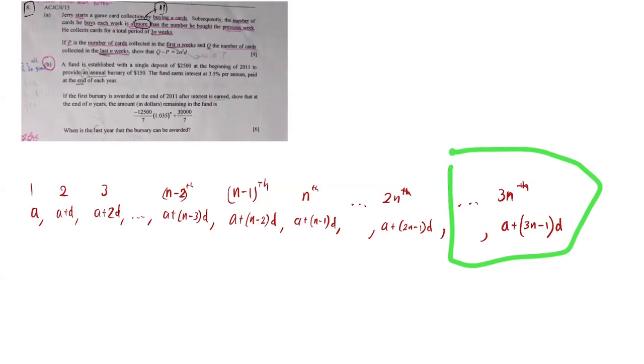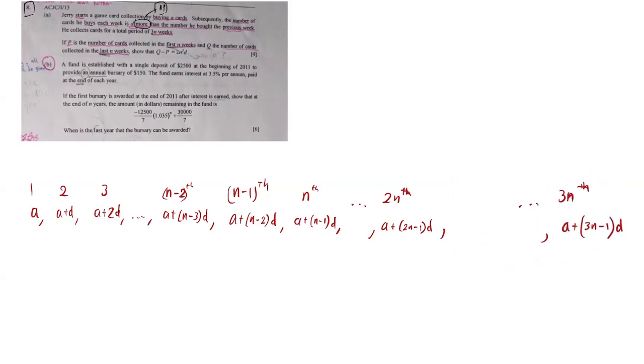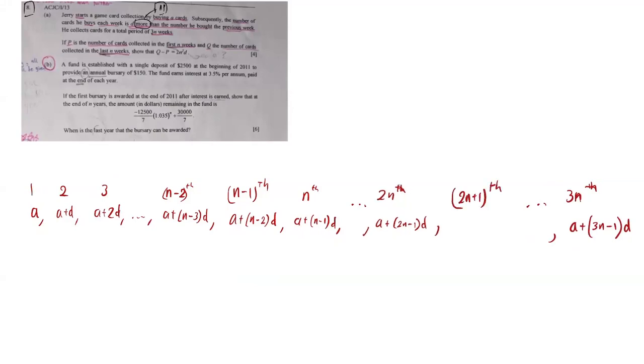I'm asking, okay, I add in one more term on the 2N plus 1 week. How many cards? A plus 2N times D. Very good. 2N plus 1 minus 1 is 2N times D. So my question is about the last N weeks.